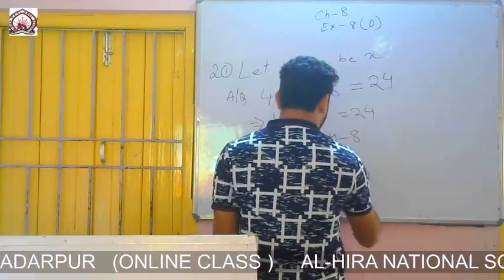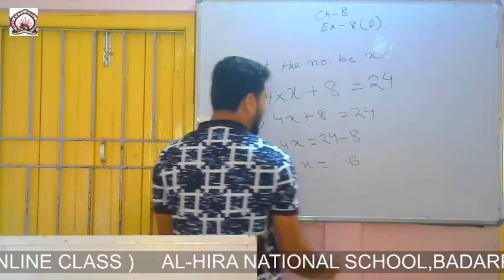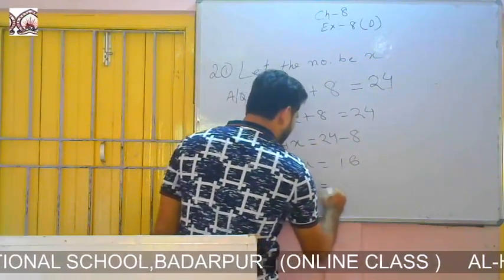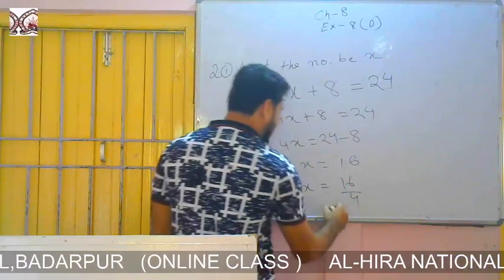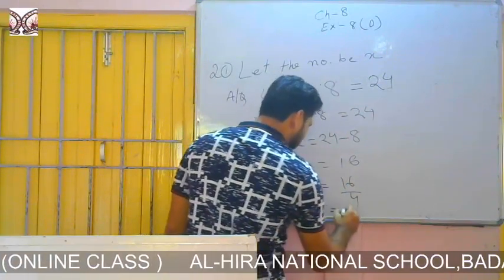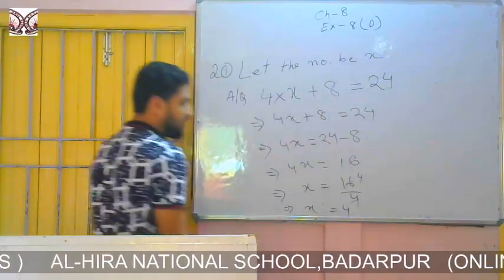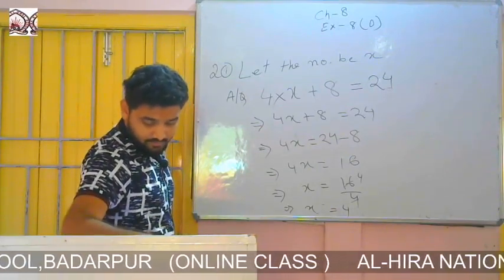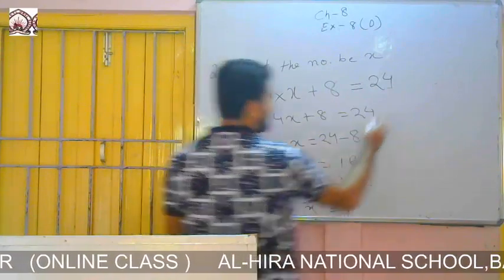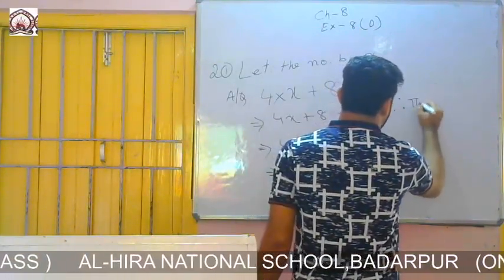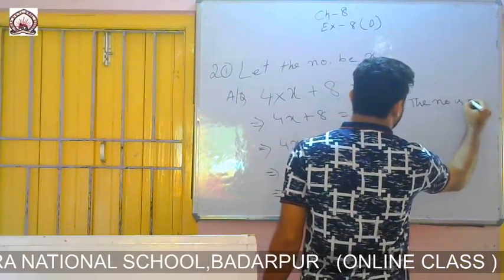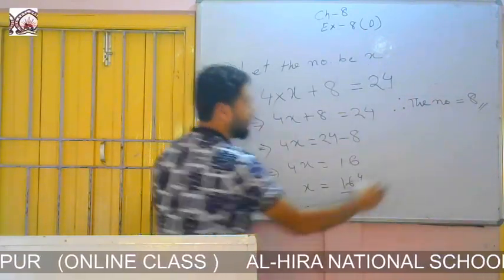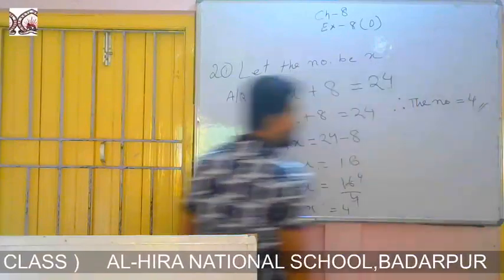That means 16. Then x equals 16 by 4. If I cancel, then I'll get x equals 4. Therefore, the number equals 4.